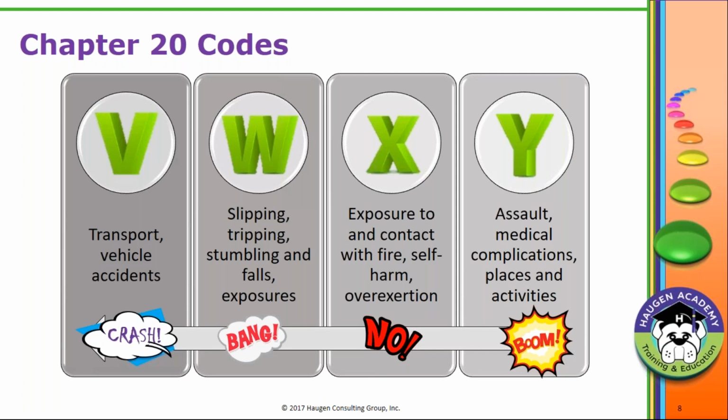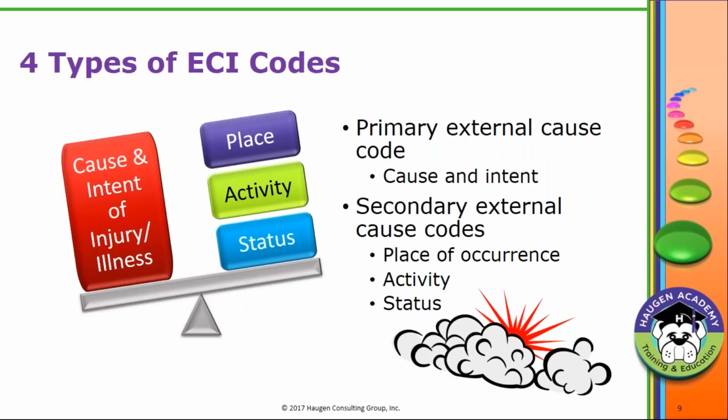And we are going to go through all the individual sections of external cause codes, and I'll give you a little bit of instruction on some of those individual codes. Now, there are 4 types of ECI codes that we deal with, and I have the cause and intent of injury and illness on the left side because that's really the main cause of that injury. That is what we call the primary external cause code.